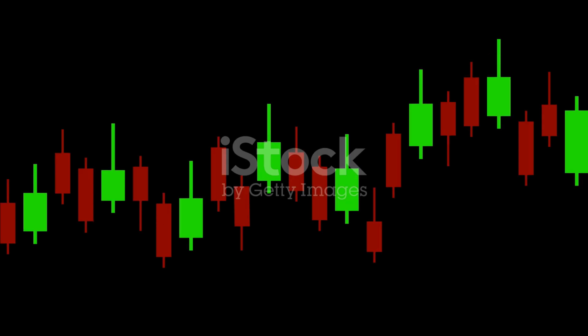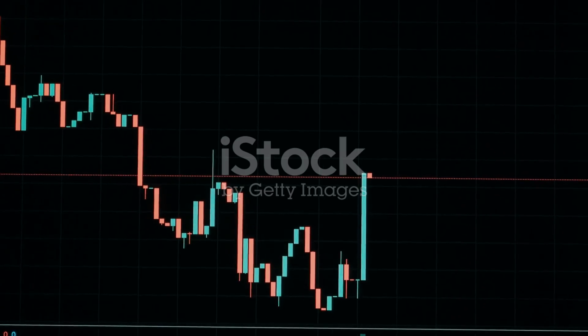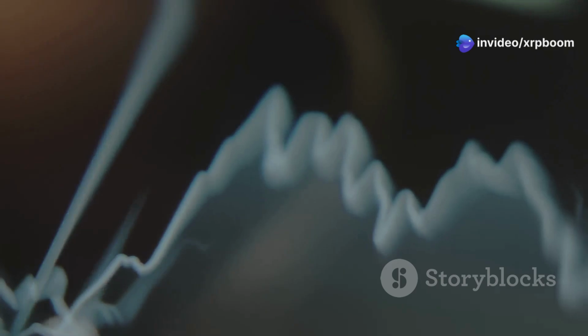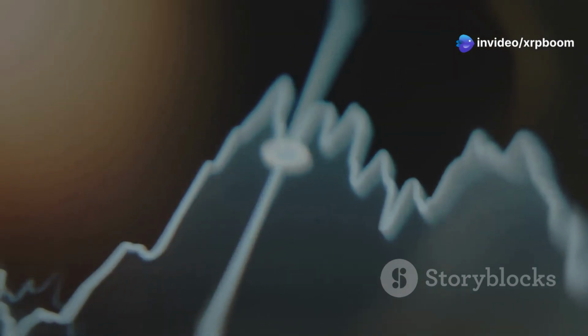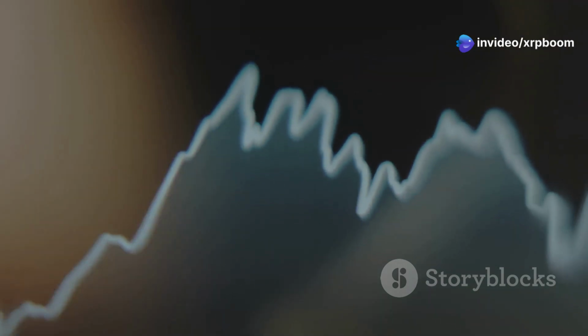Another common pattern is the engulfing pattern, where one candlestick completely engulfs the previous one. This can signal a potential trend reversal, like a wave crashing over another and changing the direction of the current.